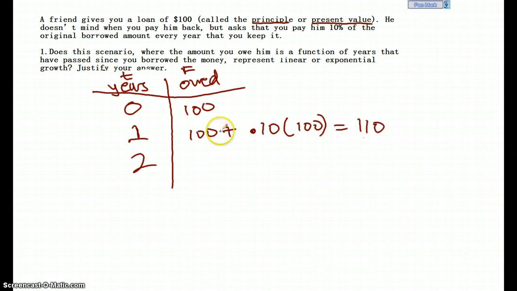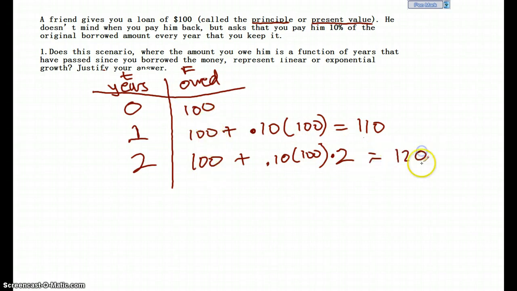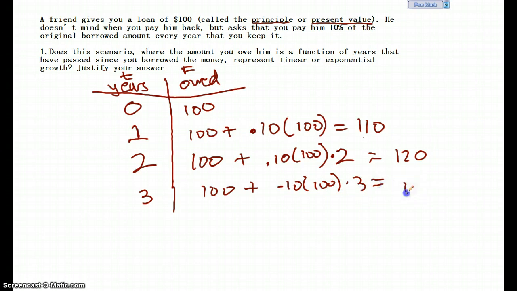After 2 years, we're taking the original amount, 100, and to that we're adding 10% of 100. But wait a minute, that would give me exactly 110. I am now basically adding this $10 fee on 2 times, because I pay it once for 1 year and then once for another year. So in that case, I would pay $120. For the third year, it would be 100 plus 10% of 100 times 3 years. And notice again that this is based on 10% of the original $100 borrowed.